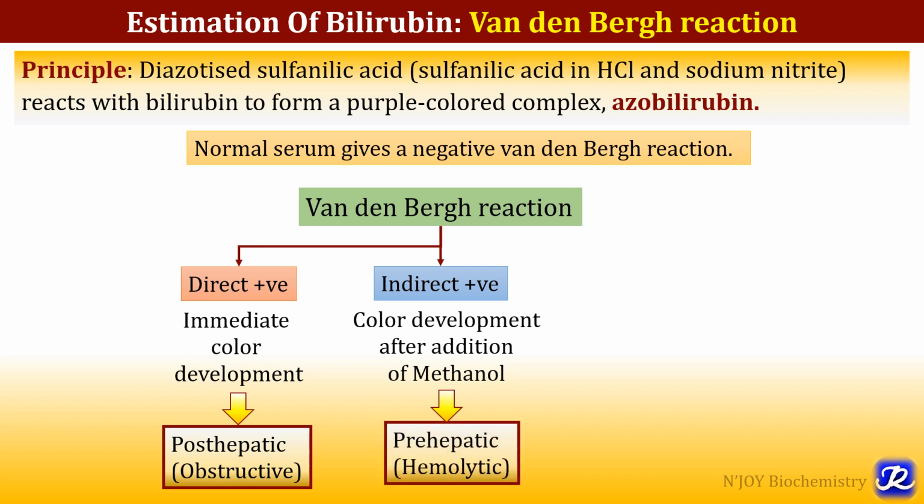Now what is indirect positive? The color development, that is purple color development, occurs only after addition of methanol, because this test is given by the unconjugated bilirubin which is water insoluble.